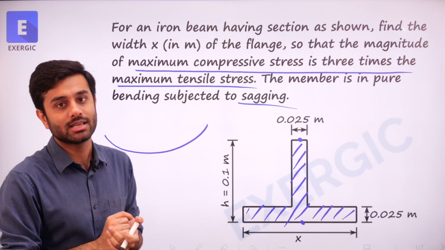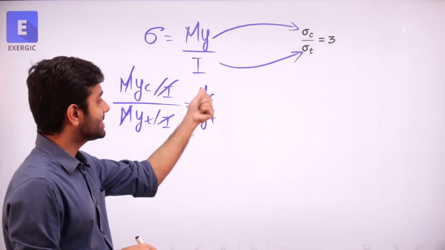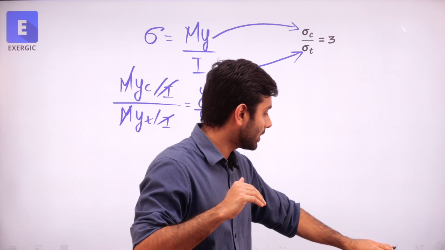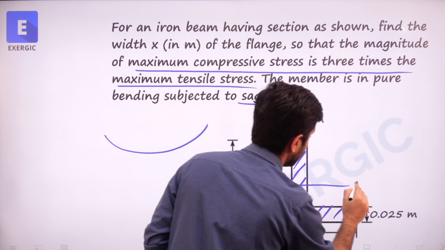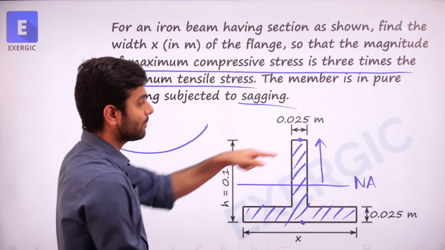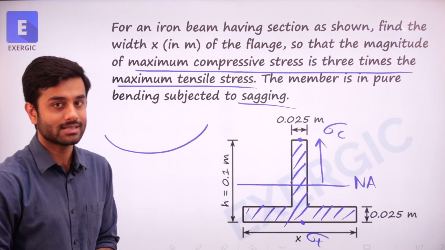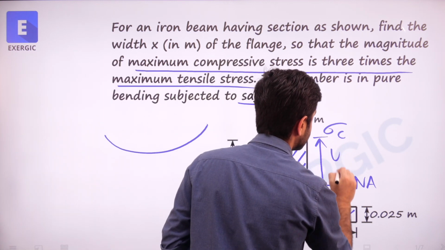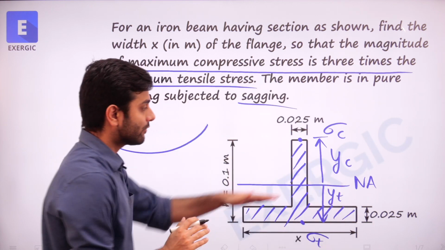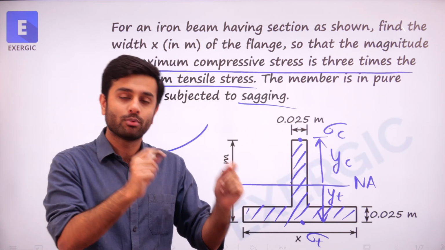Let us apply this concept in finding out the values of yc and yt. Yc and yt values will be calculated from where? From the neutral axis. So let's say the neutral axis could be somewhere here. From the neutral axis, the distance of this is the point where sigma c is going to act in sagging. This is the point where sigma t is going to act in sagging. So yc is effectively this distance and yt is effectively this distance from the neutral axis. Let us denote them using a proper diagram and put their values.